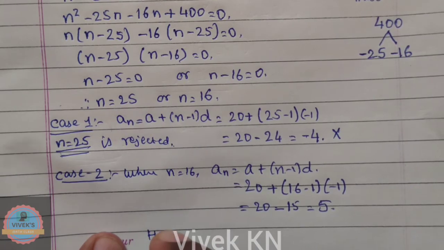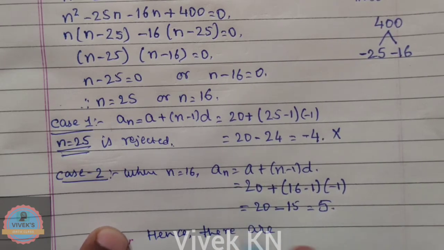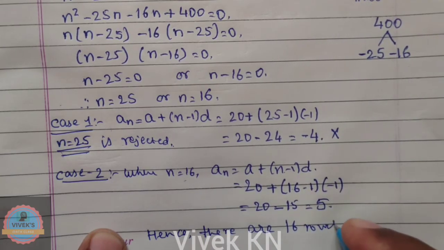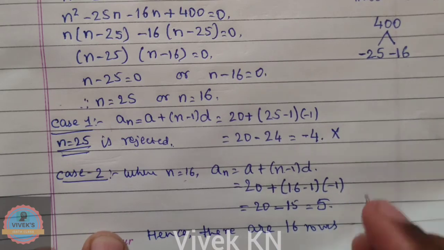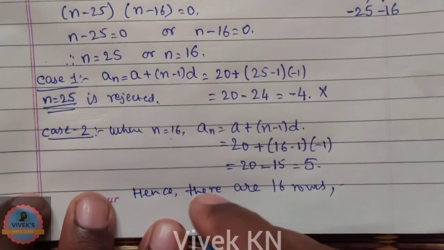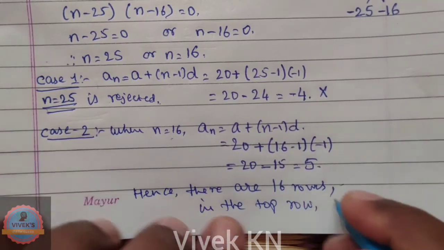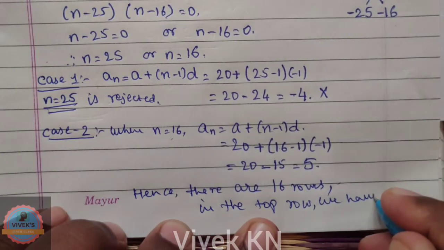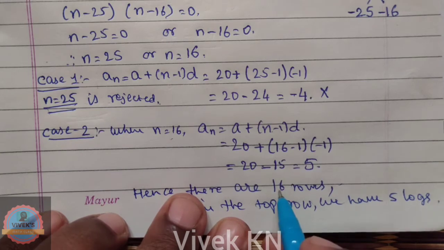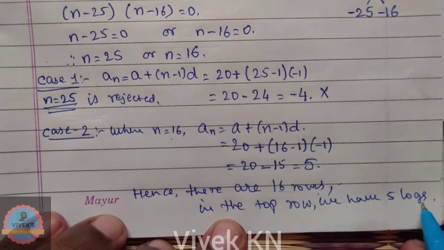Hence there are 16 rows. Hence we need 16 rows to place 200 logs, and in the top row we have 5 logs. Here we need 16 rows to place 200 logs, and in the top row we have 5 logs. This is the answer.